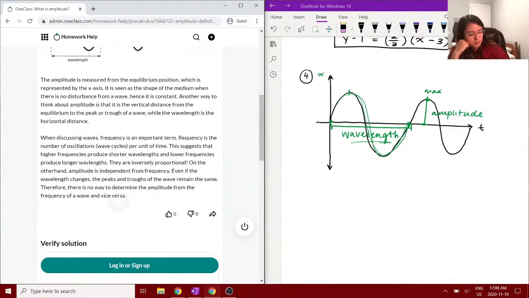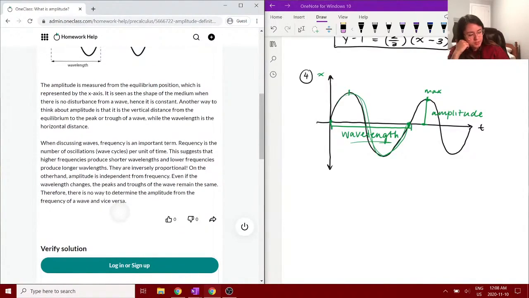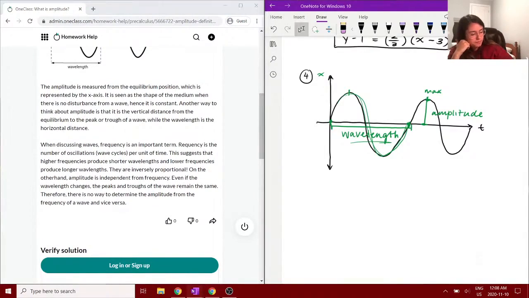The amplitude is measured from the equilibrium position, right here, where x is equal to 0. It's seen as the shape of the medium when there is no disturbance from a wave, hence it is constant. Another way to think about the amplitude is that it is the vertical distance from the equilibrium to the peak or trough of a wave.